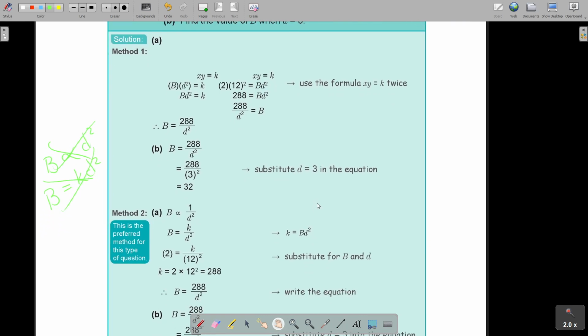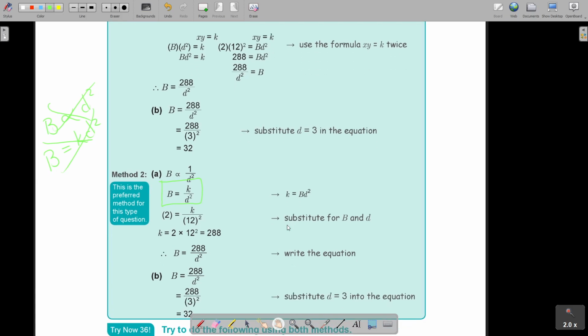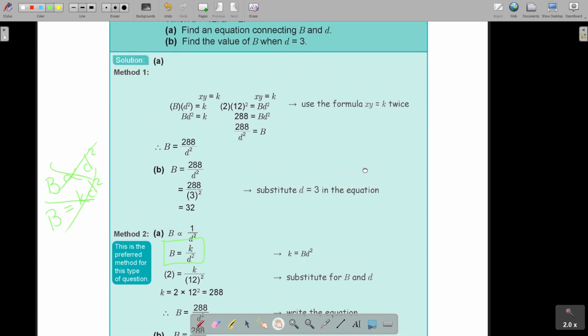And I get the value of K. And then I basically just substitute. I use this one, and I substitute the value of K. Okay. And I just put it there. Okay. And then write down the equation. So that is the equation. So that was the first question.